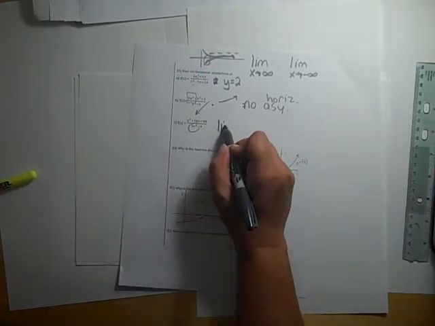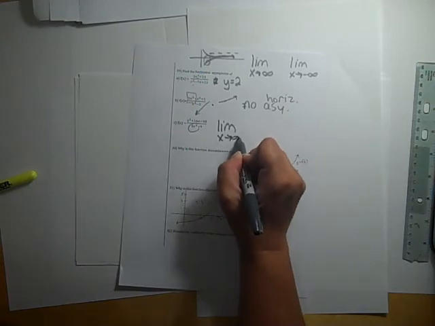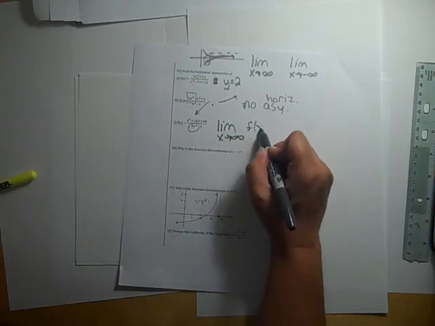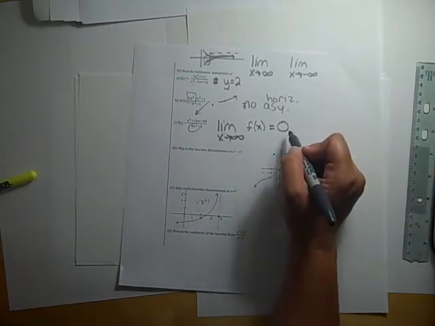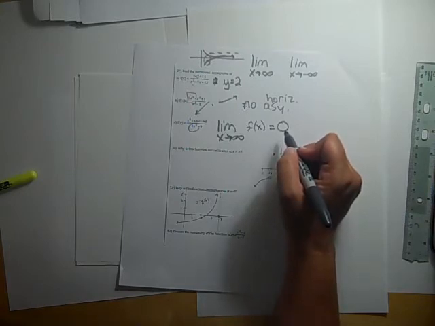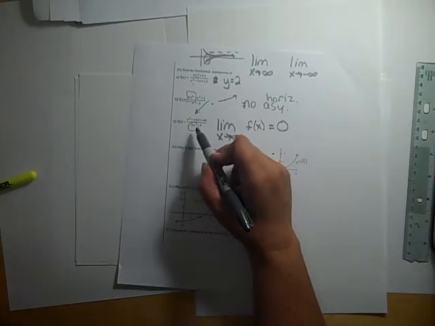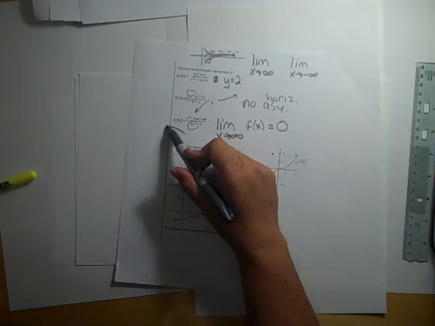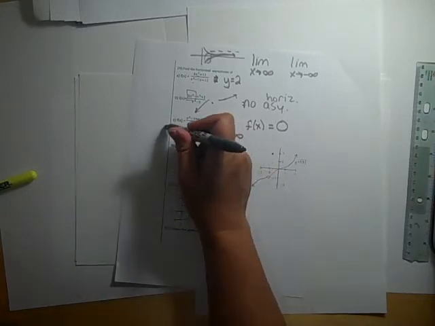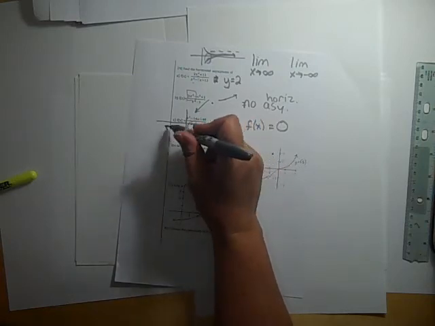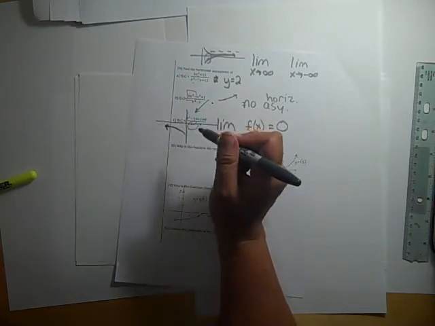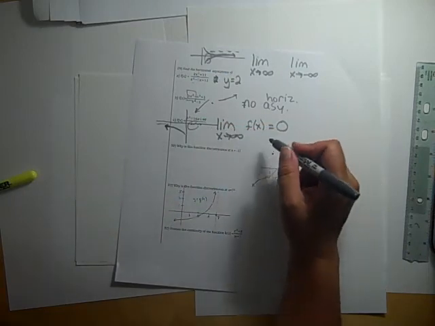So if we did it as a limit as x approaches infinity of f of x equals 0, that's a horizontal asymptote because 0 is a number. What about negative infinity? It's still going towards 0. Even though this is going to be a negative number, it's still always going to be creeping up towards 0. It's just going to be coming from underneath. So in this graph, you're going towards 0, but you're coming from the negative side.